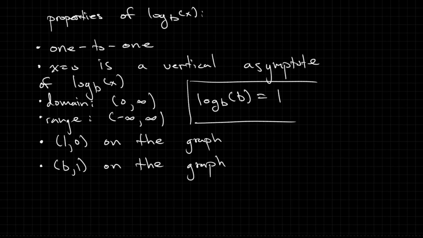We can see that log base b of b is 1 if we just convert to exponential form. So we move the base to the other side, and we would see that b equals b to the 1. And since this is a true statement, log base b of b is 1.